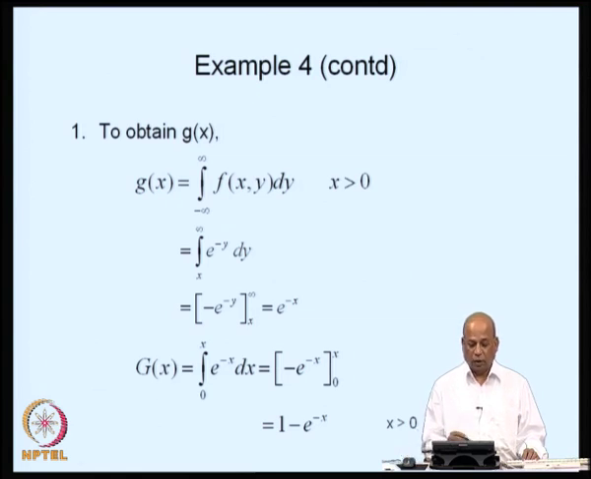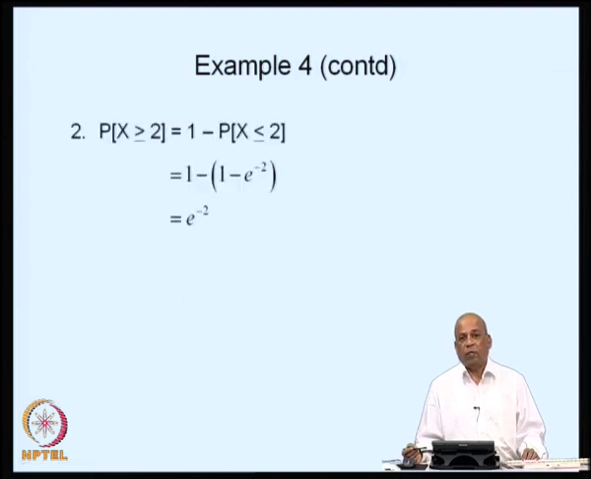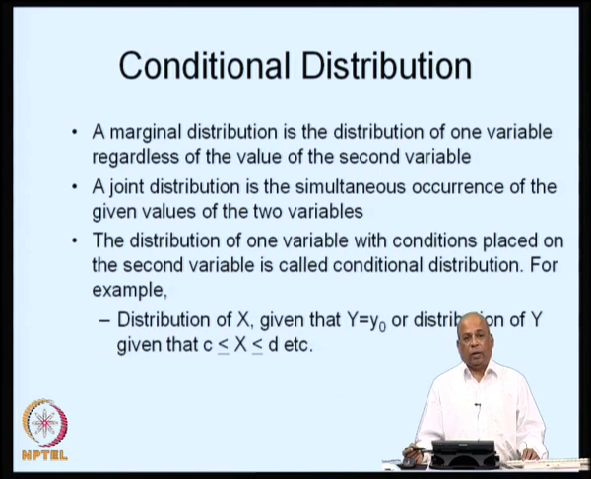From the marginal density, we obtain the CDF of x, that turns out to be 1 minus e to the power minus x, which is valid for x greater than 0. Once we get the marginal CDF, you can obtain any probabilities associated with that. So, probability of x being greater than or equal to 2 turns out to be e to the power minus 2, as shown here.